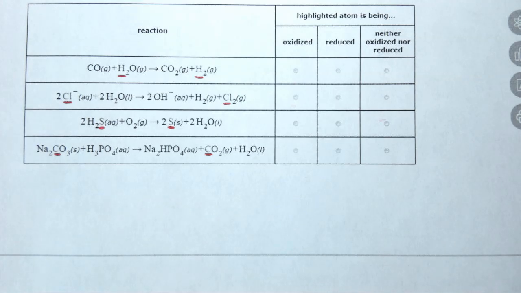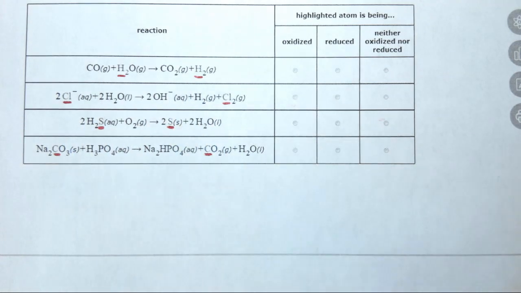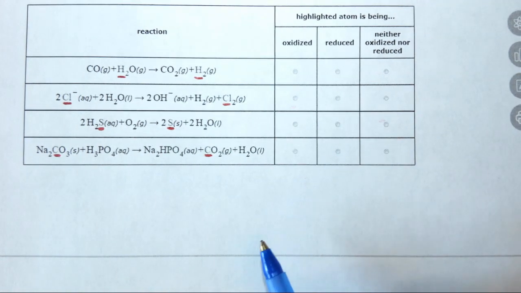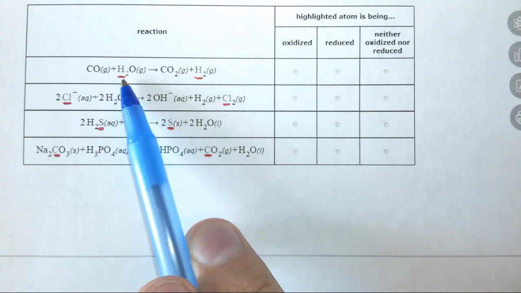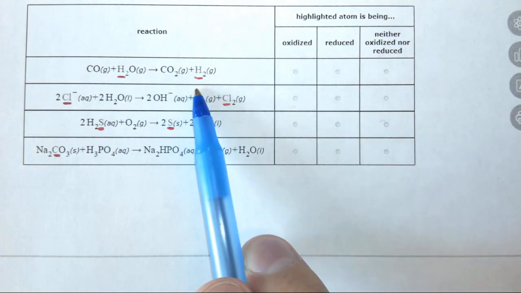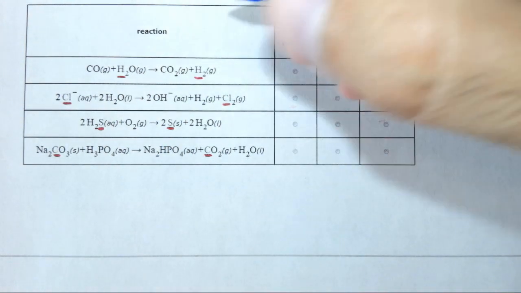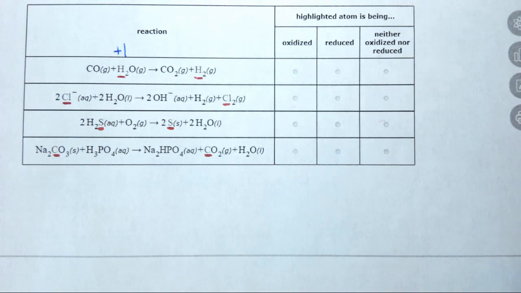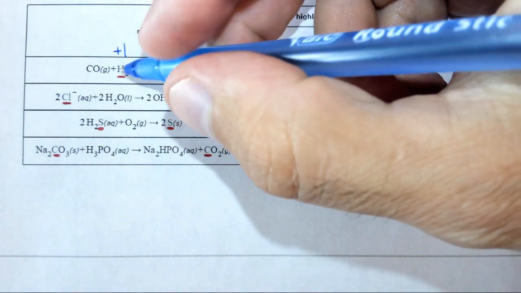In this question, we're asked to determine whether the atom underlined in red in each case is oxidized or reduced, or neither oxidized nor reduced, in each of the cases. In order to do that, we need to find the oxidation state of, in this case, hydrogen on the reactant side and on the product side. On the reactant side, hydrogen's in a compound, and hydrogen is almost always +1 in compounds, so on the reactant side it is +1.